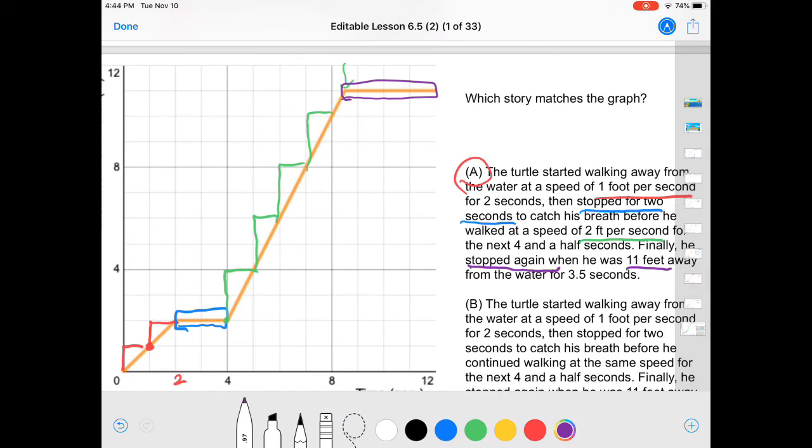Story B, the only thing that's different is that it says that he stopped for 2 seconds to catch his breath and then continued walking at the same speed for the next 4.5 seconds. But this green interval here has a rate of change of 2 feet per second, while the first red interval here had a rate of change of only 1 foot per second. So he is walking quicker after he stops the first time.